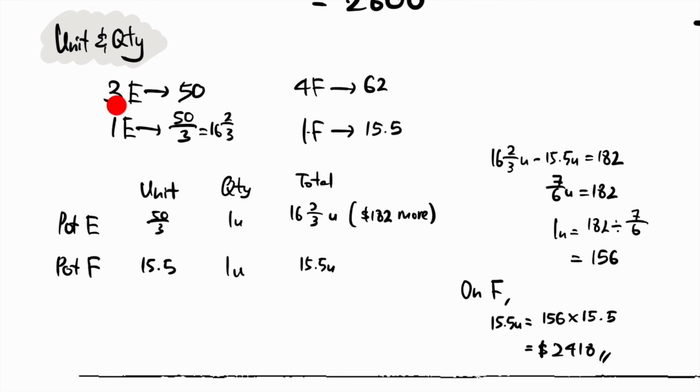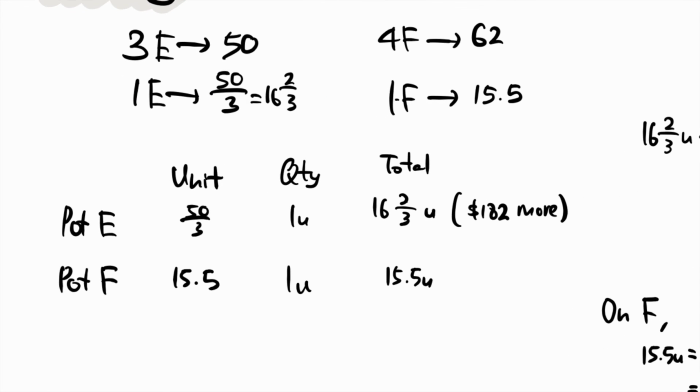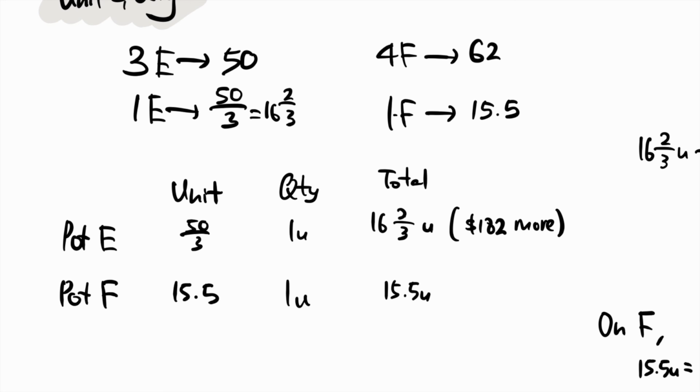So we are told that 3 of pot E's will cost 50. So one of them would be 50 divided by 3, which is 16 and 2/3. 4 F's cost 62. 1 F is 15.5. Now I know they are not sold individually. I know they are sold in groups of 3 and groups of 4. But look at this. The unit cost we have just found is 16 and 2/3, or 50 over 3. So one pot of E costs this amount of dollars. One pot of F costs this amount of dollars.